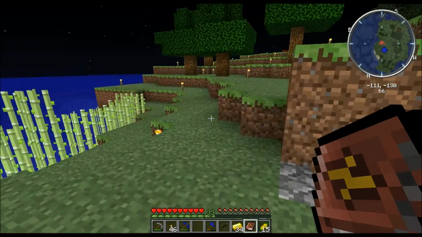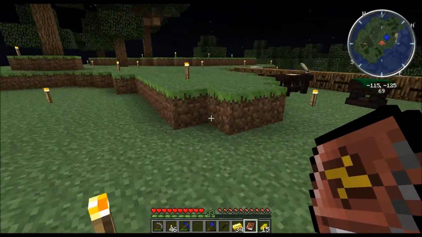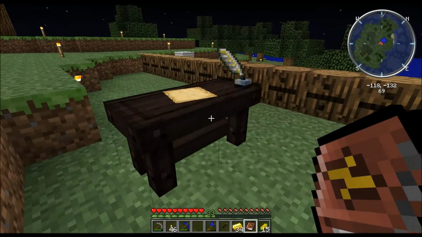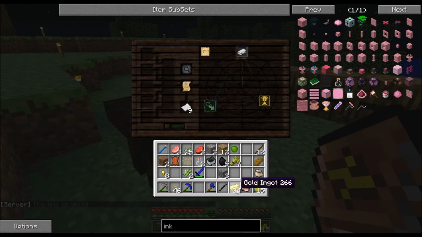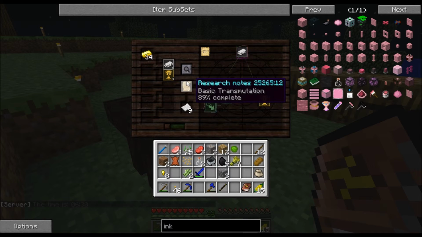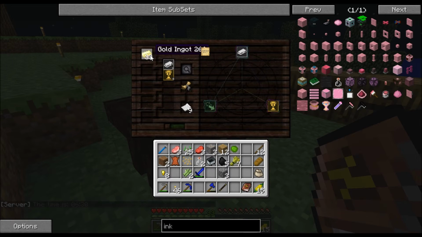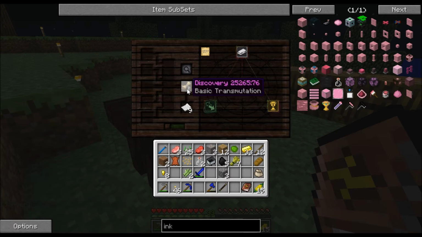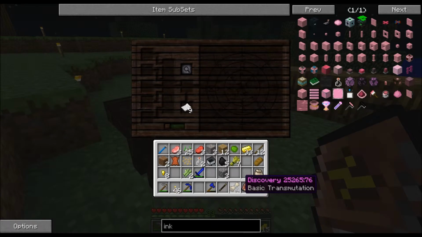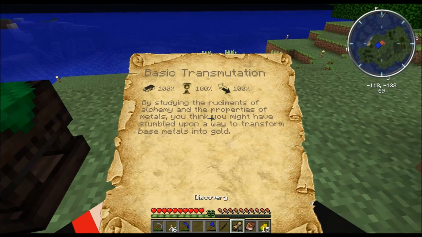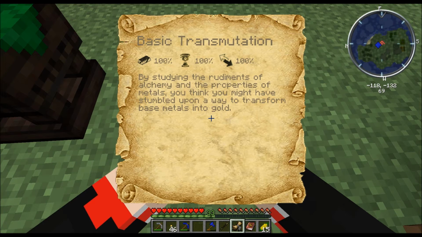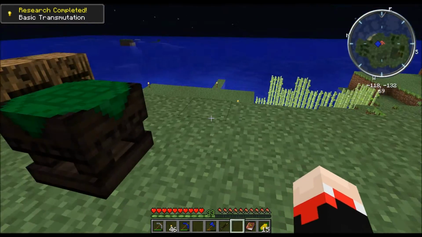It does cost some expensive stuff, so you might want to get stocked up on some things before you start working on some of this stuff. But now we've learned it. So basic transmutation. Okay, by studying the rudiments of alchemy and the properties of metals, you think you can put up on a way to transform base metals into gold. Okay, so we've learned that one.